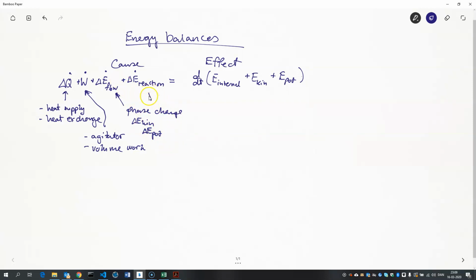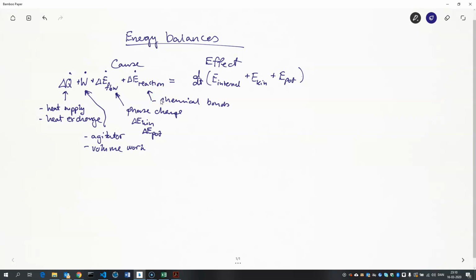And finally, the reaction term here, well, that's basically chemical bonds that are broken and created, and that means that it can generate heat or absorb heat as well.